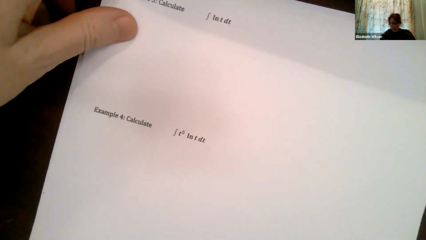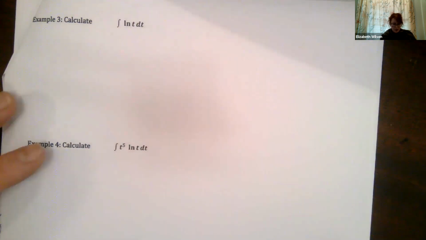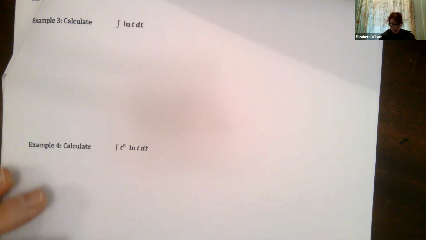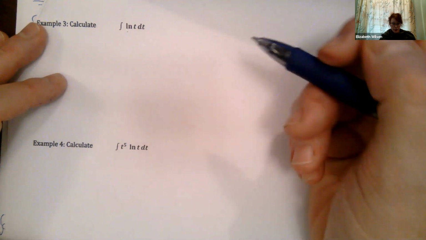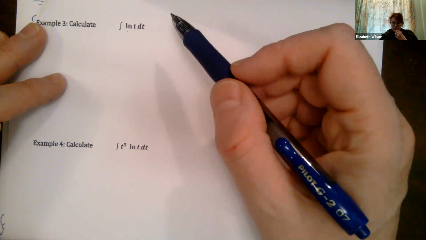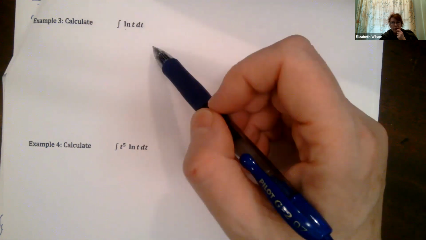Okay, example 3, we're going to do the integral of ln of t dt. It seems like, why can't I just integrate that normally? Well, that's a great question, because let's do it. So I can't do the power rule, right? There's no power in there, it's ln. I can't do substitution, right? Because I don't have a derivative here.